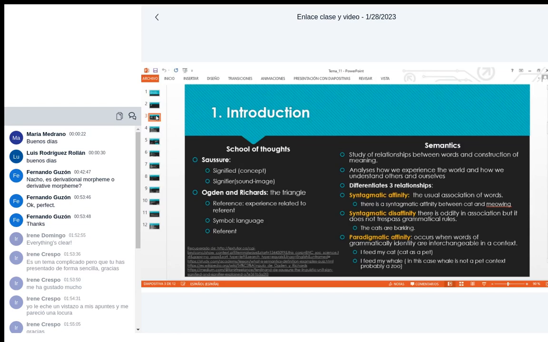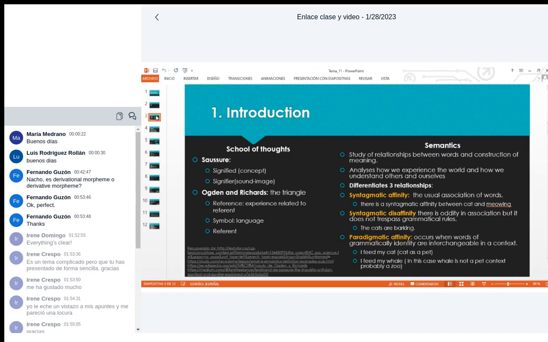Now, what about semantics? Well, semantics is the field of linguistics that studies the relationship between words and the construction of meaning. And this is very important to understand why there was this worry from Saussure and Ogden and Richards to associate the word and the construction of meaning, so as to get the meaning and the use of the word correct, so as to be understood. Semantics analyzes how we experience the world and how we understand others and ourselves through words.